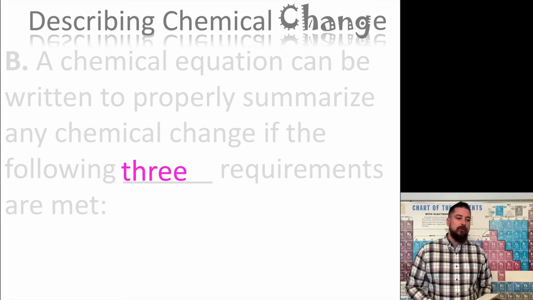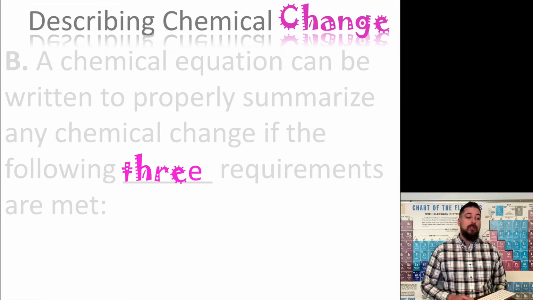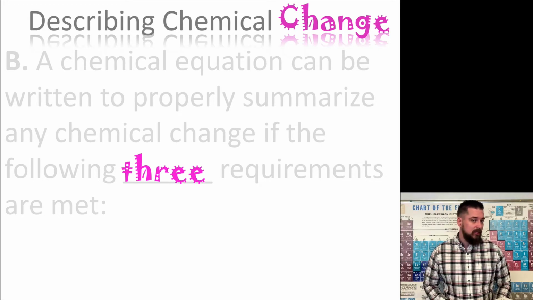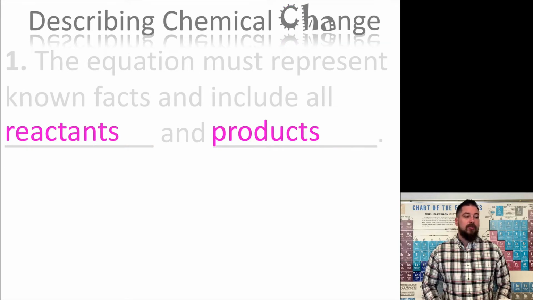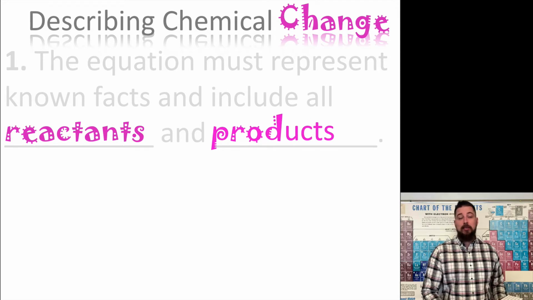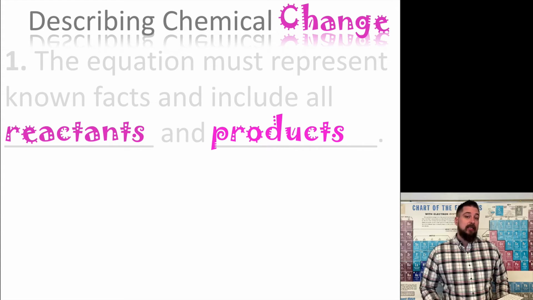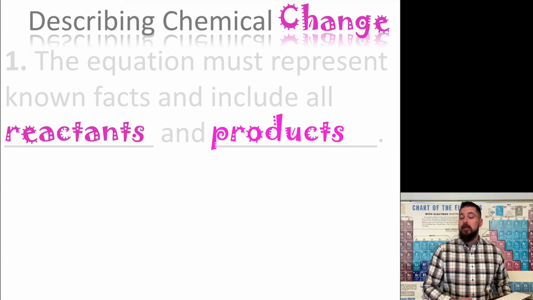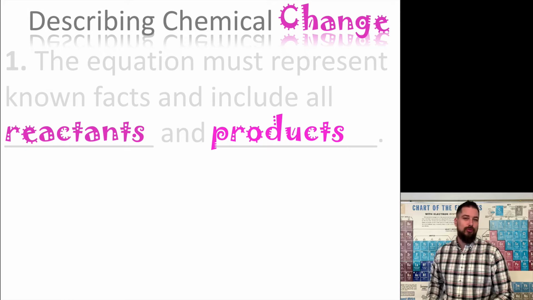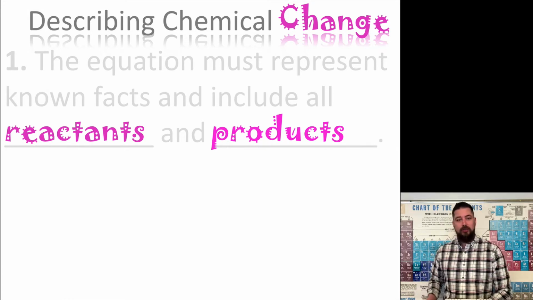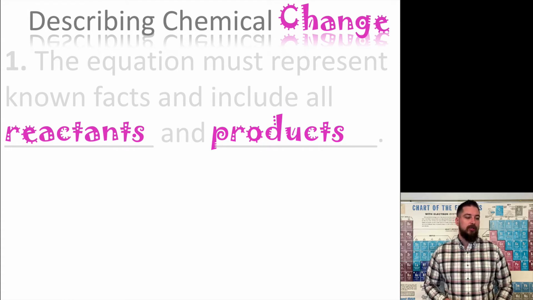All right, so now we're going to talk about chemical equations. Chemical equations can be written to properly summarize any chemical reaction, and there are 3 things that you'll see in a chemical equation. The first thing is that the equation must represent known facts and include reactants and products, and it must include all of the reactants and all of the products. Just a quick tip: reactants are the things that you start with, and products are the things that you produce. So reactants you start with, products you produce, so the products are what you end with.